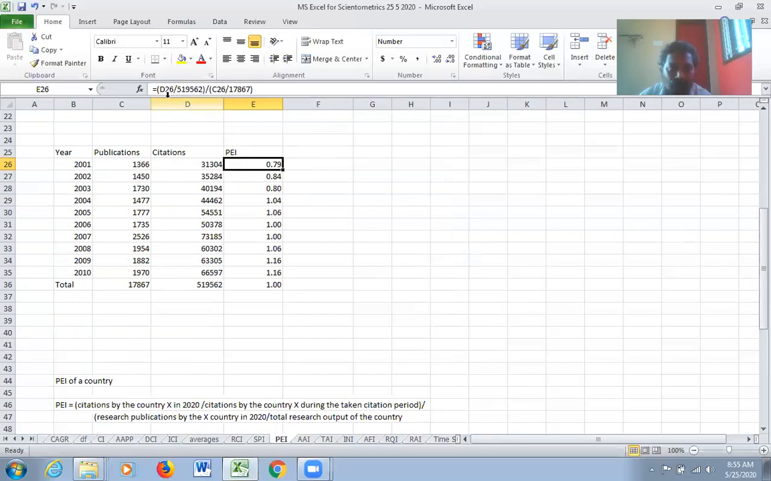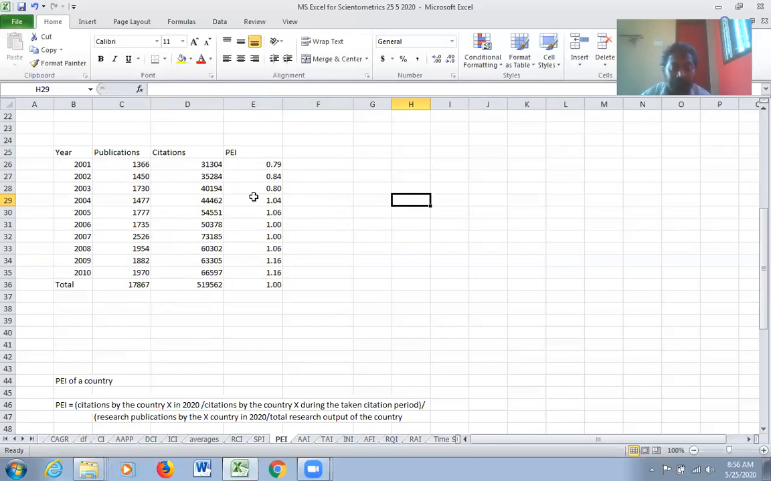D26. What is D26? Number of citations for 2001 divided by 519562. What is that? That is the total citations of all the papers in all the years taken together. This is the first part of the formula, divided by C26. What is that? Number of papers published in 2001 divided by 17867. What is that? Total papers published in all the years taken together. Here you'll get the publication efficiency index of 0.79.